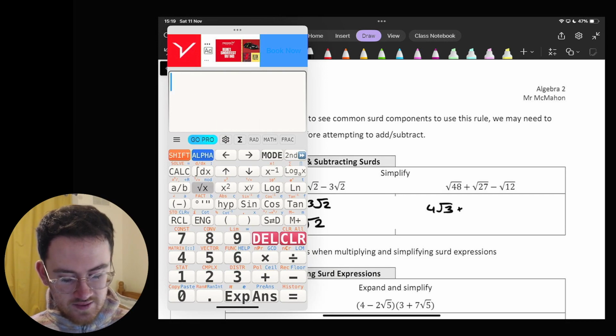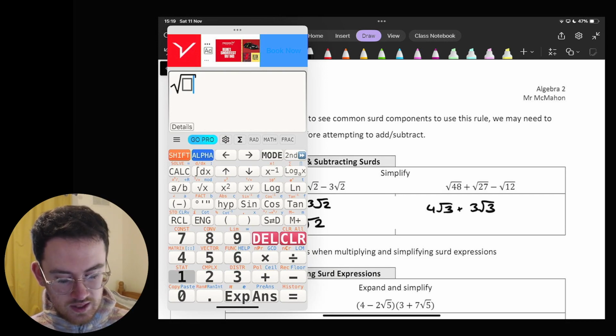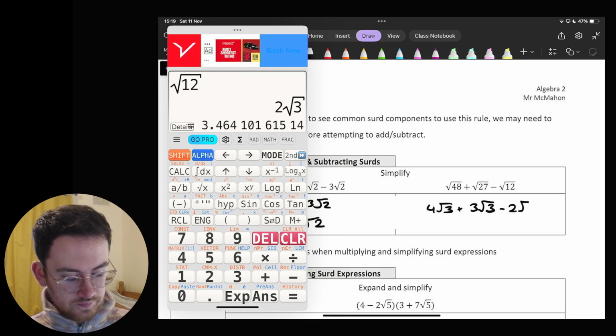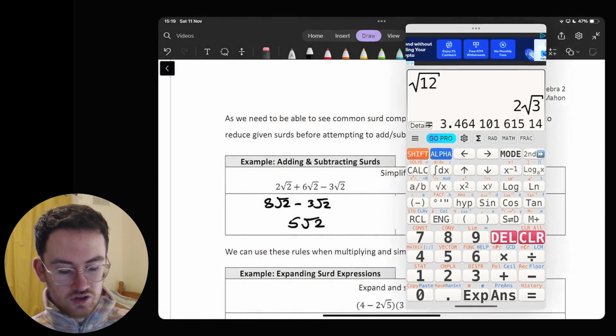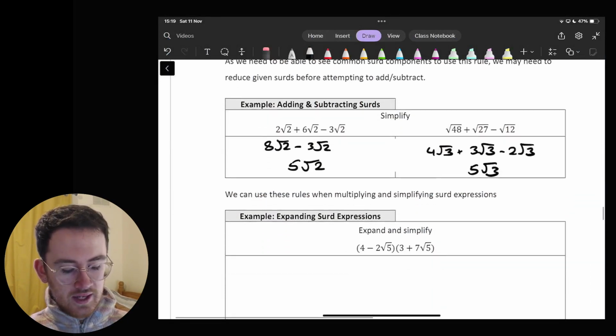Square root of 27 is going to be 3 root 3. And the square root of 12 is going to be 2 root 3. So putting that all together gives me 5 root 3. So just to see how our calculator can reduce these for us as well.